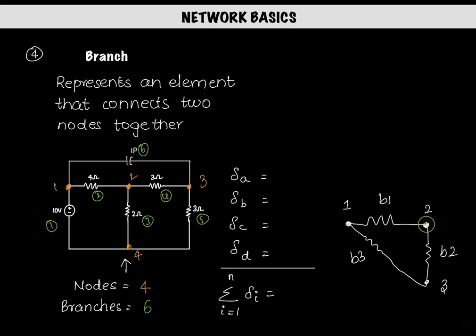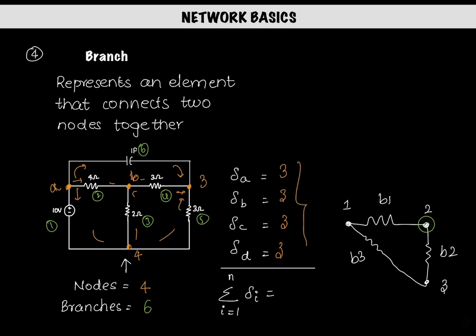So if I compute the delta of each node, for instance, let's say this is node A, the delta of A is basically 1, 2 and 3. Similarly, the delta of B is 1, 2 and 3. For C, we also have 1, 2 and 3. And for D, we also have 1, 2 and 3. Okay, so these are the branches and the elements as well as the nodes in a particular circuit.